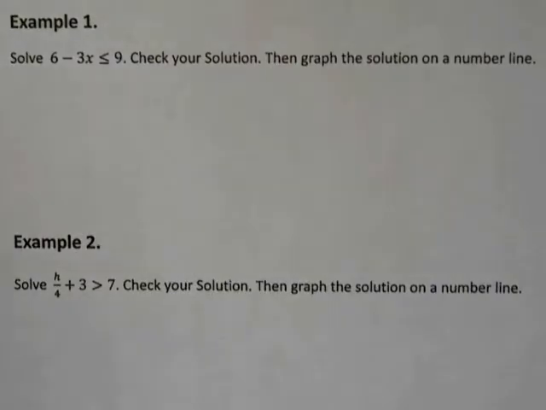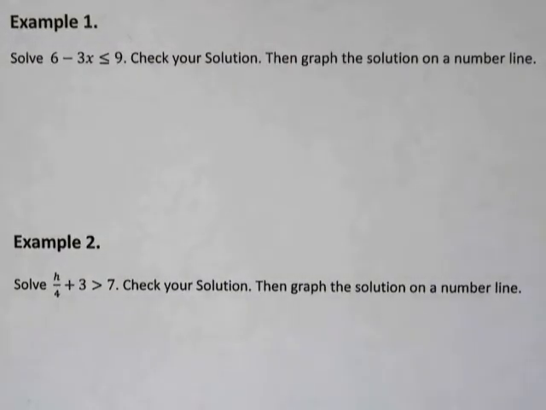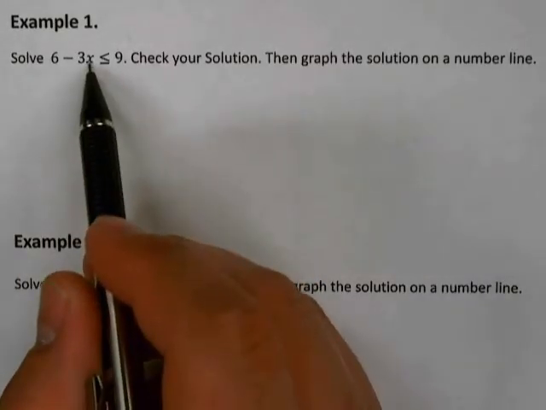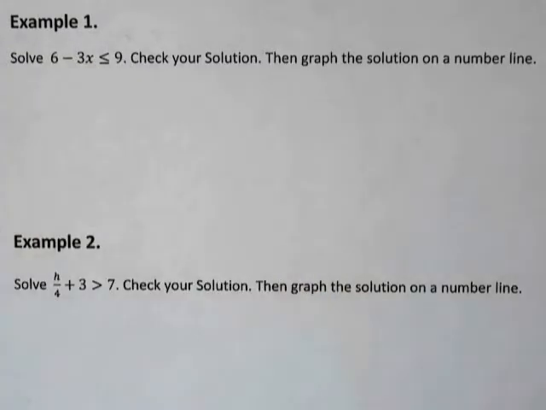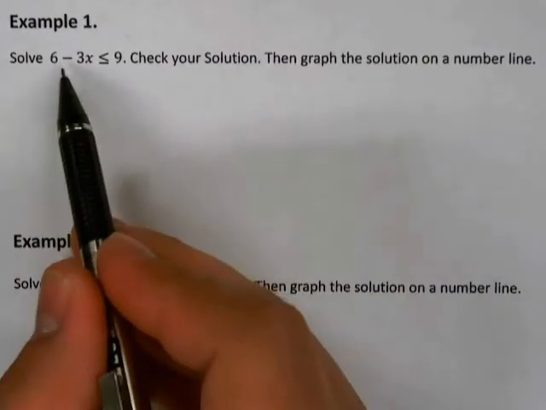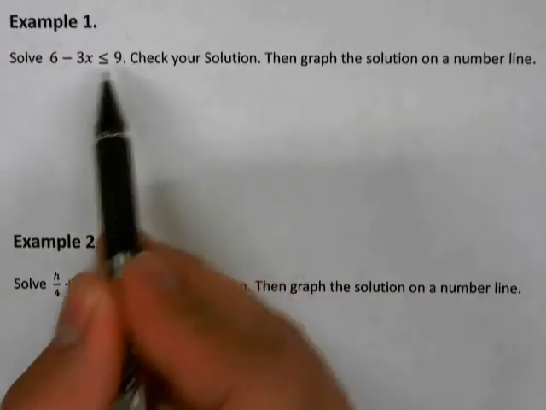Example 1 asks us to solve 6 minus 3x is less than or equal to 9. Check your solution, then graph the solution on the number line. So again, we're trying to figure out what values of x, if we plug in numbers for x, would make this inequality true. So we have to undo this two-step inequality by using reverse PEMDAS order. That means we have to start with adding and subtracting.